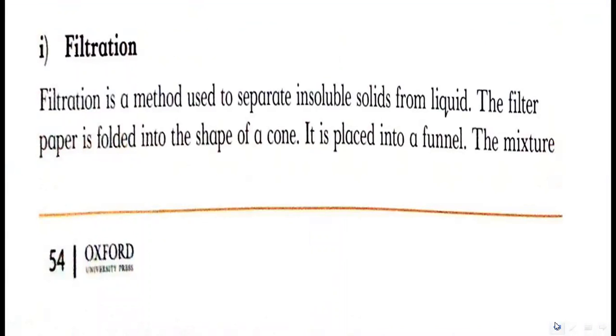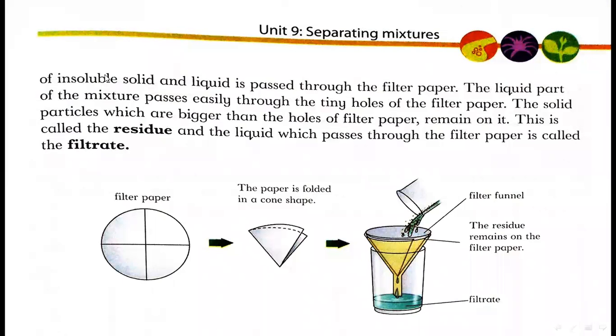Filtration is a method used to separate insoluble solids from liquid. The filter paper is folded into the shape of a cone. It is placed into a funnel. The mixture of insoluble solid and liquid is passed through the filter paper. See, this is the image of filter paper. The filter paper is folded in a cone shape. After it is placed in a funnel, that one is called funnel, and that one is beaker.